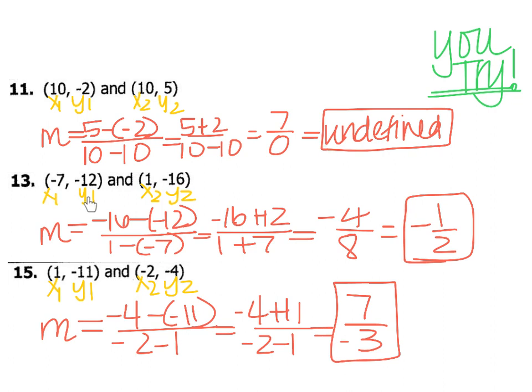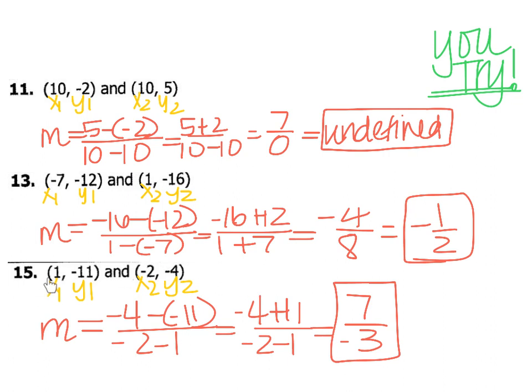13, label them x1, y1, x2, y2, y2 minus y1 over x2 minus x1. Change them both to adding because we're subtracting a negative number. Then we get negative 4 over 8, and you have to simplify this. Divide top and the bottom by 4 to get negative 1/2. If you do not simplify, it is wrong. You have to always simplify your fractions.